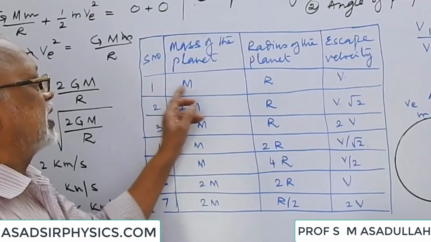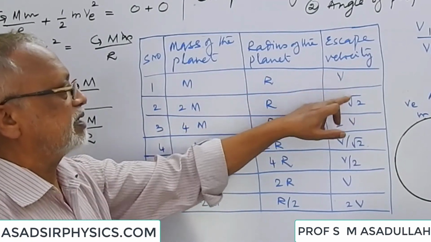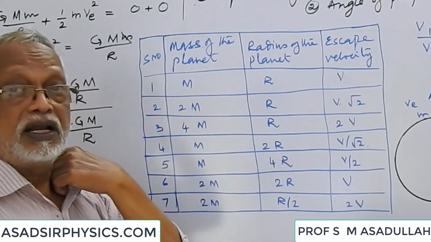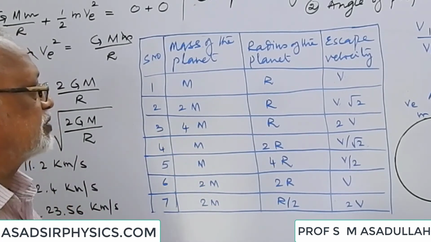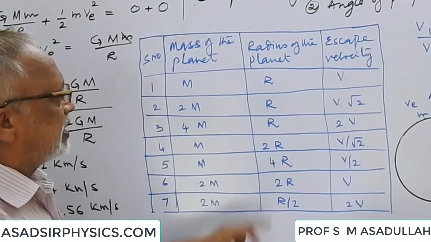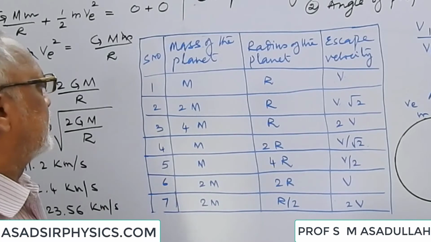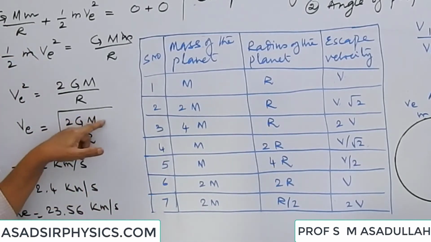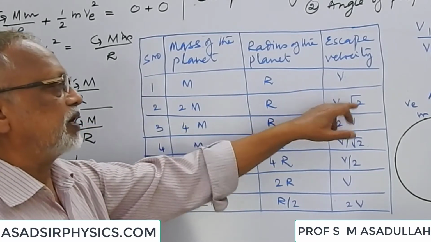Suppose this is the earth of mass m, radius r, escape velocity is v, or sometimes the value will be given as 11.2 kilometers per second. It may be asked like this. Suppose we have got a planet having mass twice that of the earth, radius same as that of the earth. What can be the escape velocity on that one? Only the mass is changed. Mass is doubled here. Mass is under root in the numerator. So the answer will be root 2 times v.